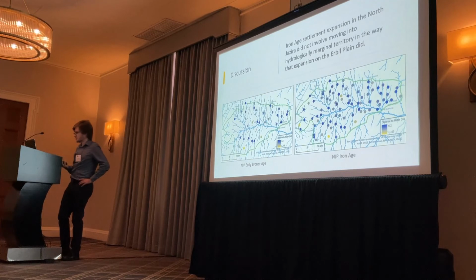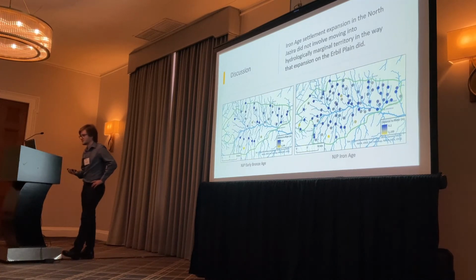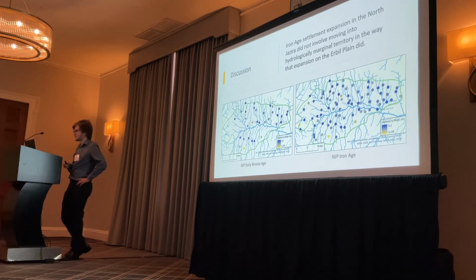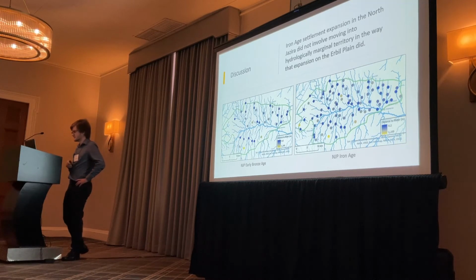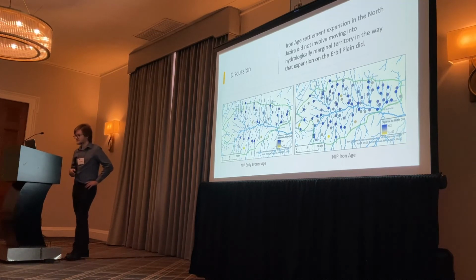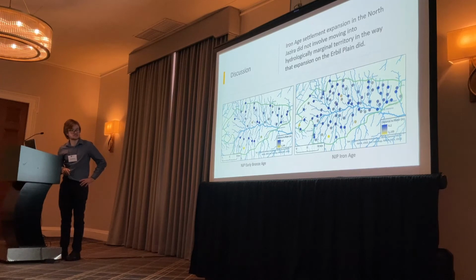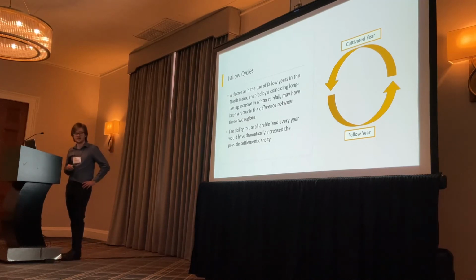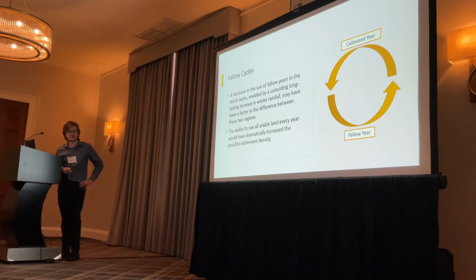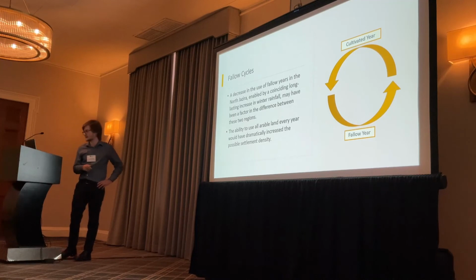So the most robust conclusion that we can really draw from our data is that the Iron Age settlement increase in the North Jazira did not involve expanding into hydrologically marginal territory in the way that expansion on the Erbil plain did. Given the number of sites in the North Jazira, that's a huge increase in density as compared to the past. There are a lot of ways that one can interpret this phenomenon, and there are more variables that can and should be analyzed in the construction of a full model, but for now, we can suggest one possible factor may be a change in fallow cycle practices.